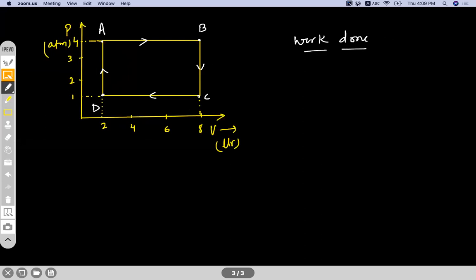Okay. So this is a cyclic process because we start from A and end at A. The process comes back to A only after some time. So this is a cyclic process. A cyclic process is the process in which the initial and final state are the same. Got it? Could you find out work done in this process?